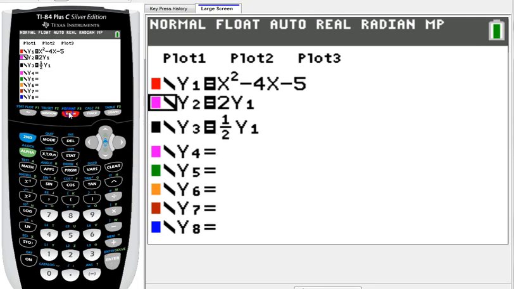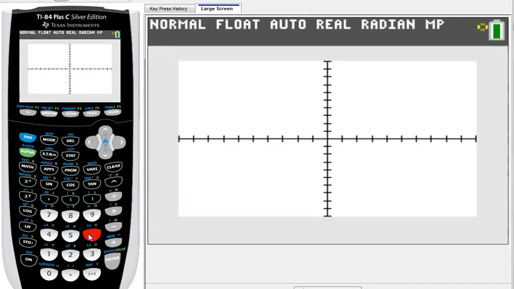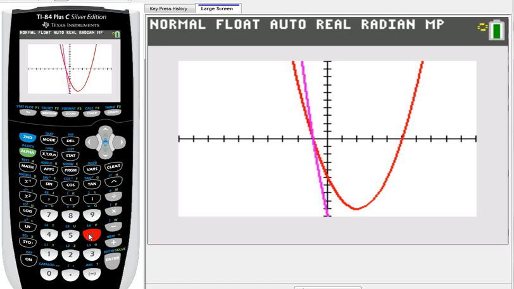times. So let's hit zoom 6 to be in a standard window. Okay, so we said red was going to be our original. Then we see, hopefully magenta is going to come up. And then that one looks like it is stretched out vertically.